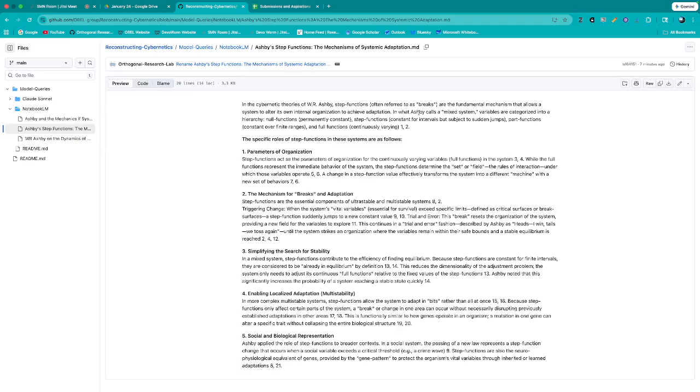In what Ashby calls a mixed system, variables are categorized into a hierarchy. Null functions, permanently constant. Step functions, constant for intervals but subject to sudden jumps. Part functions, constant over finite ranges. And full functions, which are continuously varying. The specific roles of step functions in these systems are as follows. So there are 5 here.